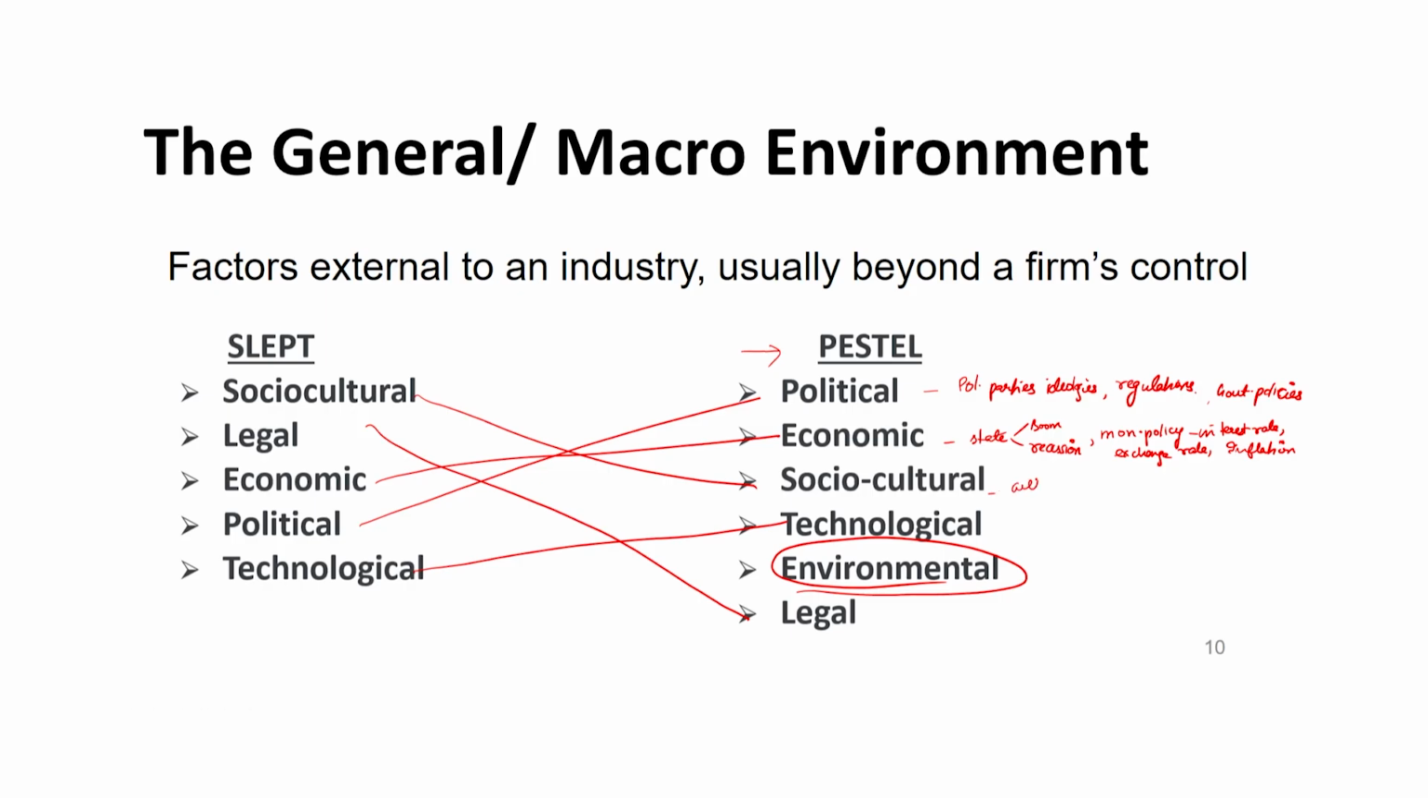Socio-cultural factors include cultural values, norms, lifestyle, demographics. All these are part of the socio-cultural environment. Technological factors include your innovation. Nowadays, a common trend is digitalization, automation. So all these are the trends from the technological environment.